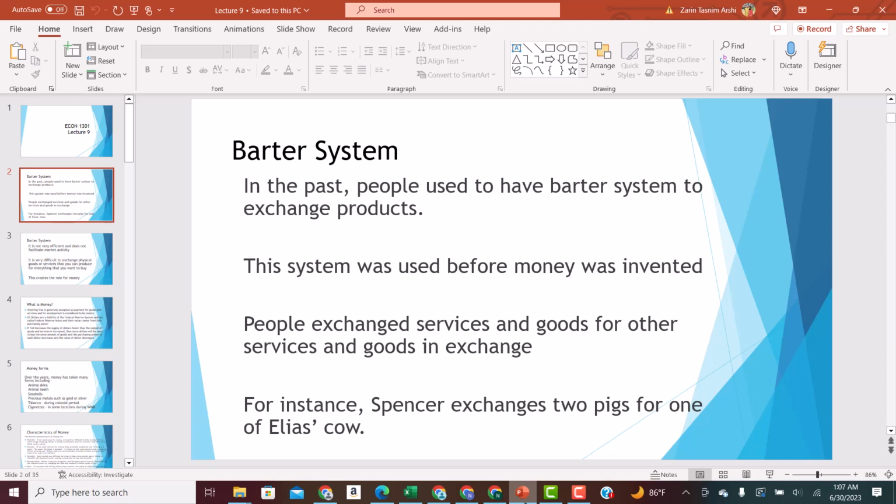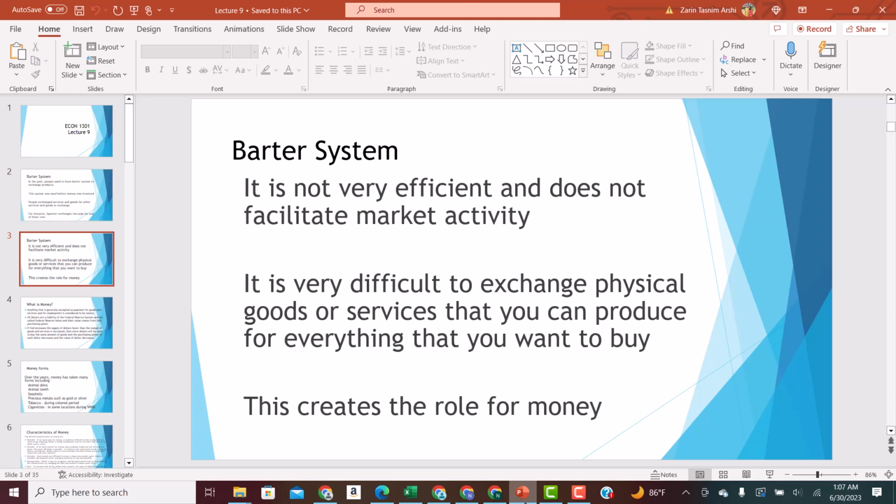Okay, so they would exchange two different goods in order to meet that demand, or they would exchange a service for a good. Like, let's say I would give you a pen if you give me a haircut. So this is a barter system. Again, this was in the past, it was not very efficient, but that is how people traded in the past. Now, it did not facilitate the market.